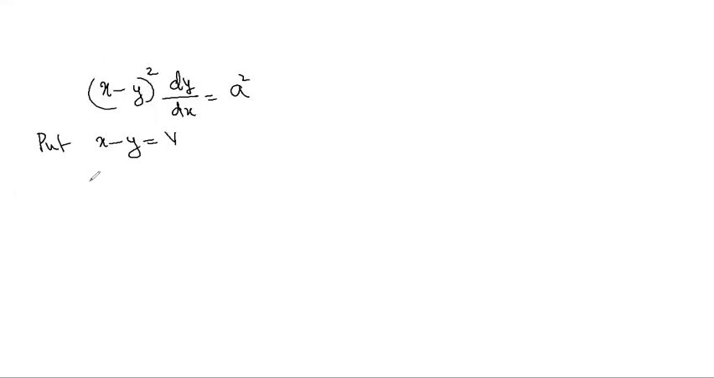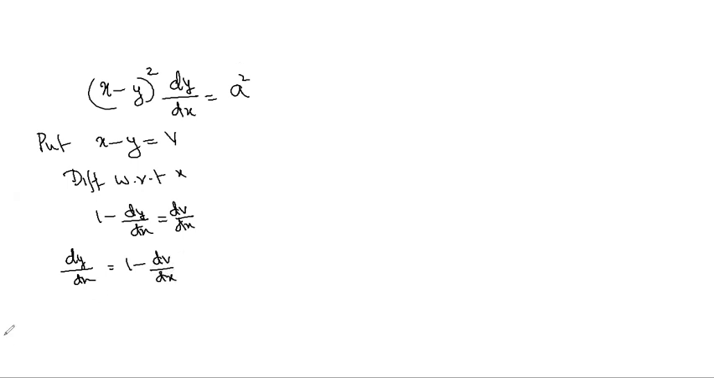Now to remove dy by dx, differentiate with respect to x. So 1 minus dy by dx is dv by dx. So dy by dx is equal to 1 minus dv by dx. Therefore, v square into (1 minus dv by dx) equal to a square. v square minus v square into dv by dx is a square.